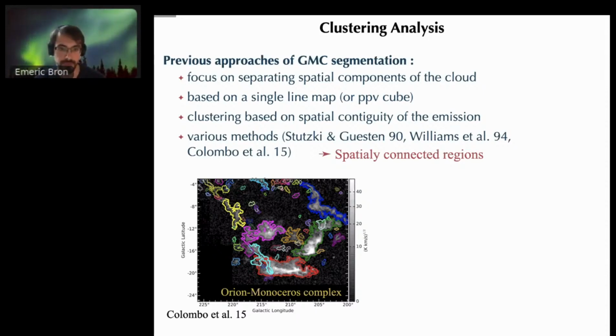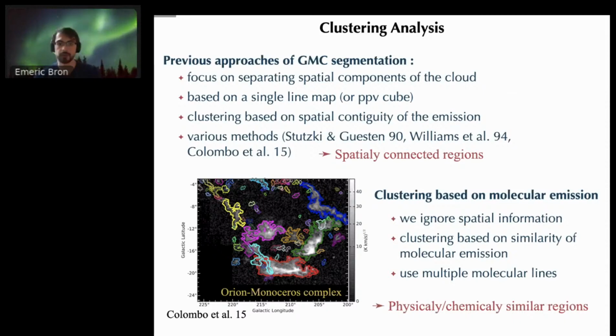Previous approaches have focused on separating spatial components of the cloud, so regions that might not be different physically in terms of physical conditions, but that are distinct because they are separated by regions with less emission. People have done this using single molecular line maps or PPV cubes and clustering based on the spatial or spectral contiguity of the emission. Here we are trying to group together pixels not because they are close to each other spatially or spectrally, but because they have similar molecular emission, using multiple molecular lines.